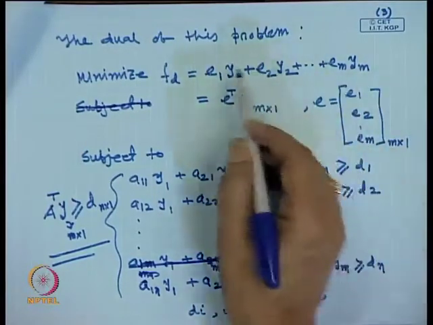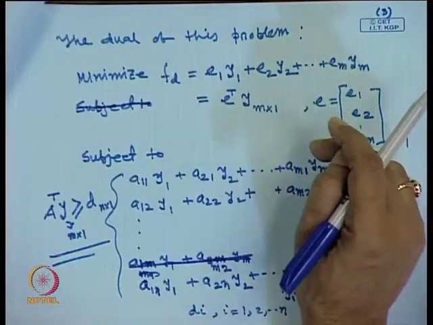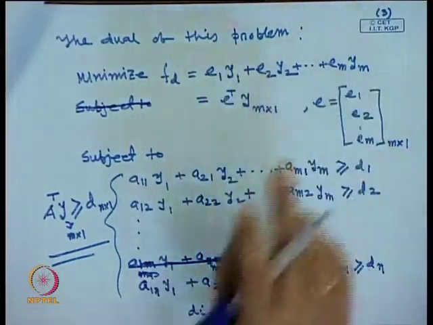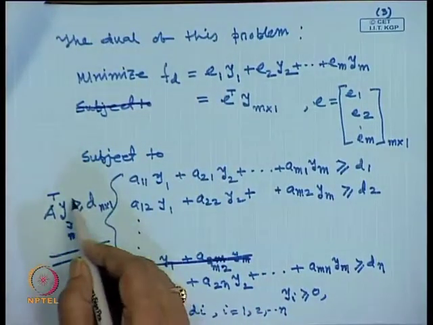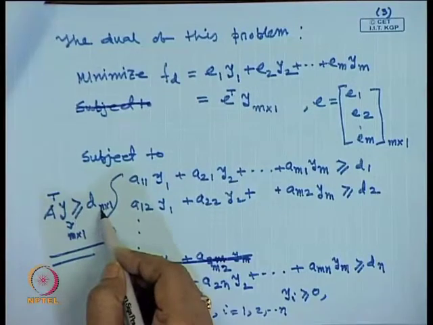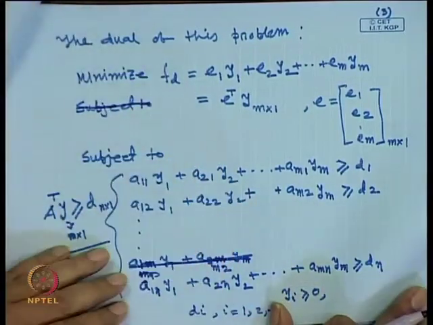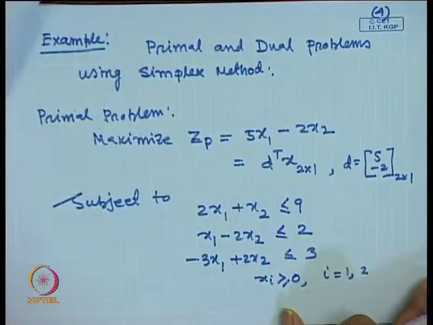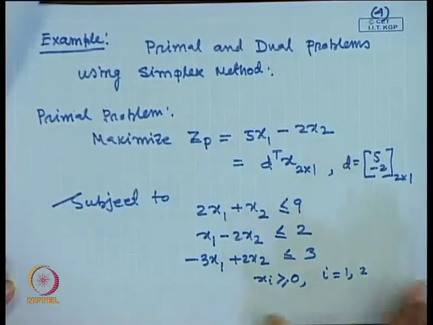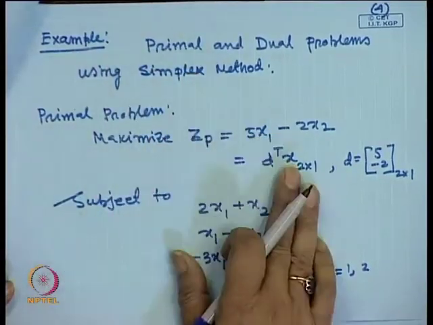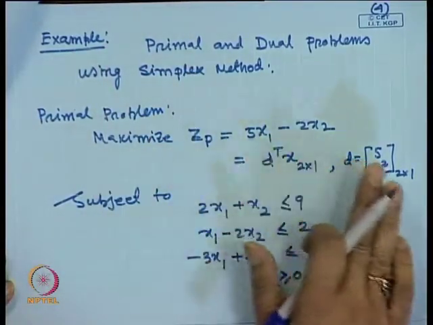e1 y1, e2 y2. So, how many variables will there be? Equal to the number of inequality constraints in the primal problem, okay? And subject to that, we get inequality conditions in the form of linear equations when we convert into the dual problem. And we know how to solve this one. If the primal problem is given, first convert it into the dual problem, and then convert the dual problem into a standard LP problem, then solve it by either the phase 1 method or phase 1 and 2 both, depending upon the type of inequality involved in the set of linear equations.